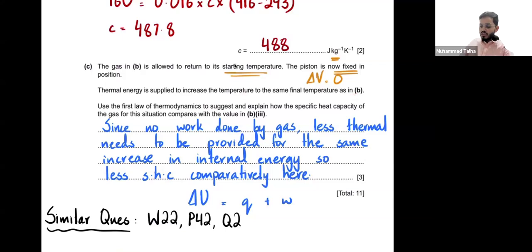Here you need to think about this case: because you're working with internal energy, if you want to increase the temperature to that same final temperature, you are basically going for the same change in internal energy. This is because for an ideal gas, the internal energy is just dependent on the temperature, right? So I want the same increase in internal energy. Use the first law of thermodynamics to suggest and explain how the specific heat capacity of the gas for this situation compares with the value in B3.